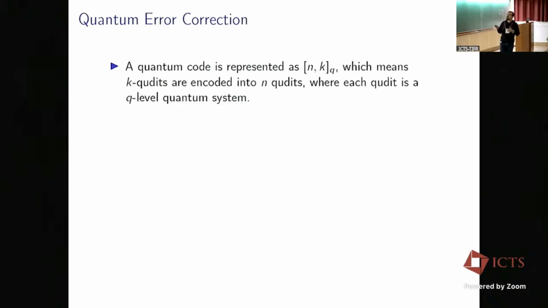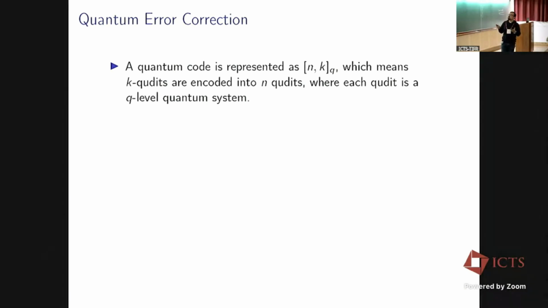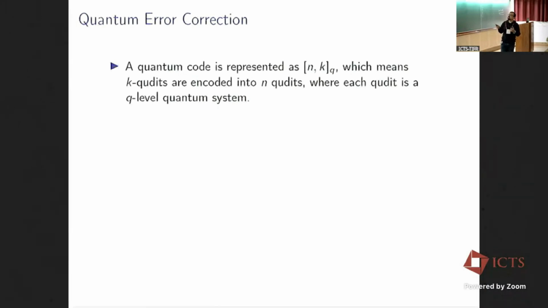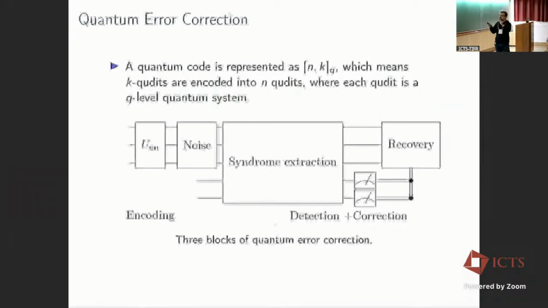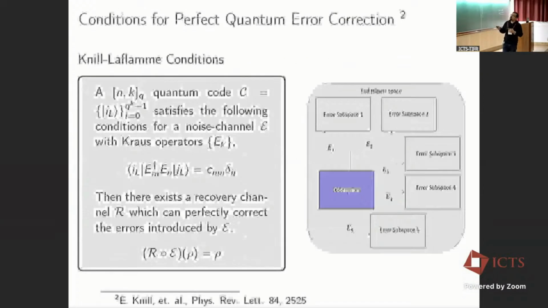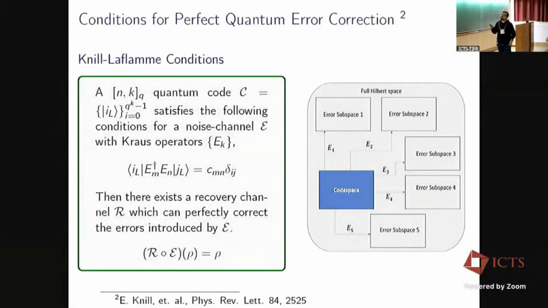So just an introduction and notation for quantum error correcting codes. A quantum code is represented by (n, k, q). So we say that k qubits are encoded into n qubits, where each qubit has q levels. And there are 3 blocks for error correction. First, we encode the system in a subspace of a larger Hilbert space, and then noise acts on it, and then we do syndrome extraction, which is error detection, and then we apply recovery to correct. So there is this quantum error correction condition, which is popularly known as the Knill-Laflamme condition.